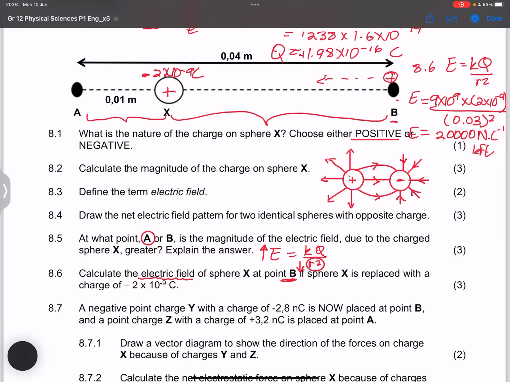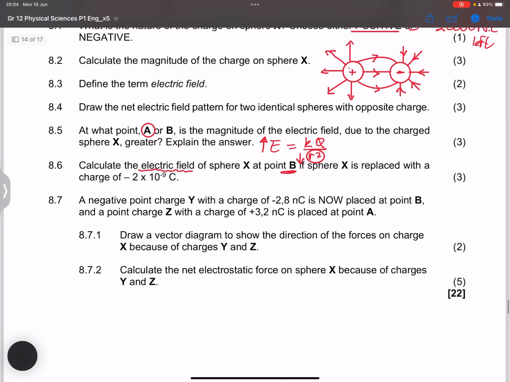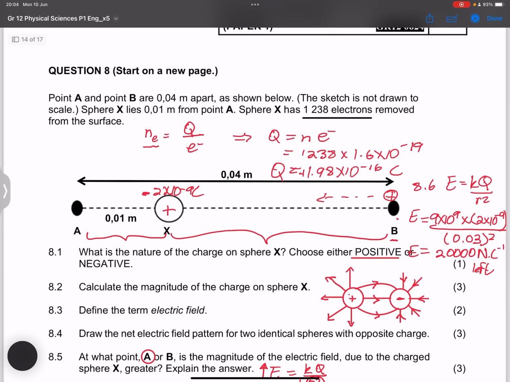That's how we would get the electric field at point B. Now the next question, they say a negative point charge Y with a charge of -2.8 nanocoulombs is now placed at point B. I'm just going to remove some of that there.